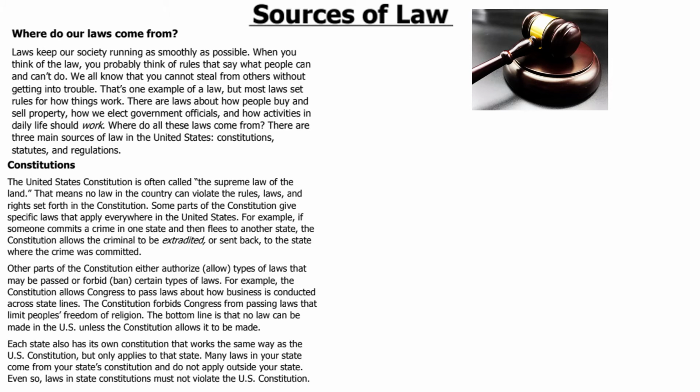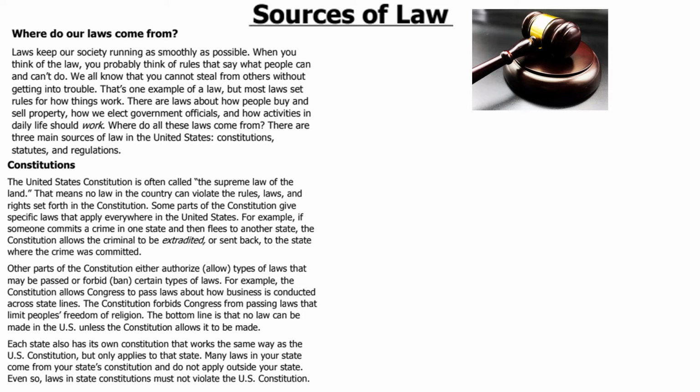Constitutions. The United States Constitution is often called the supreme law of the land. That means no law in the country can violate the rules, laws, and rights set forth in the Constitution. Some parts of the Constitution give specific laws that apply everywhere in the United States. For example, if someone commits a crime in one state and then flees to another state, the Constitution allows the criminal to be extradited or sent back to the state where the crime was committed.